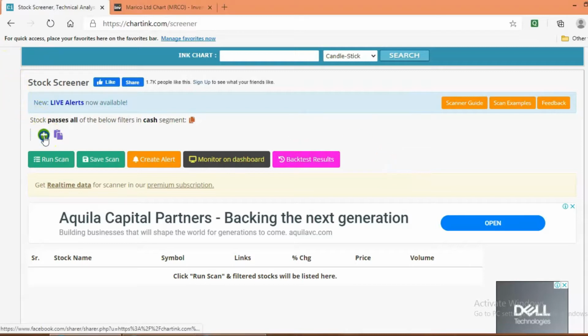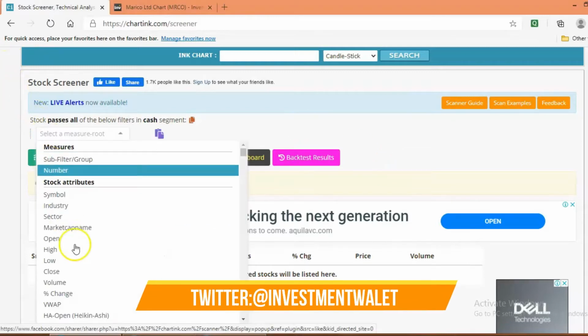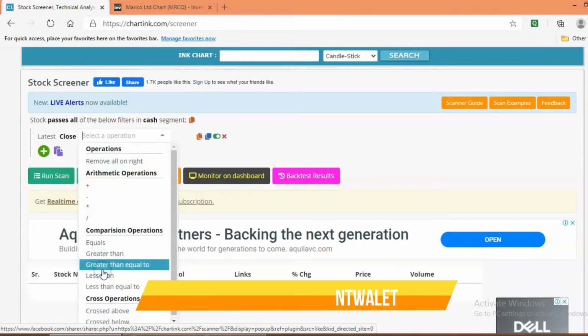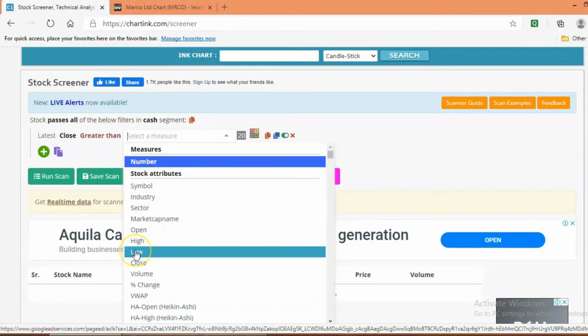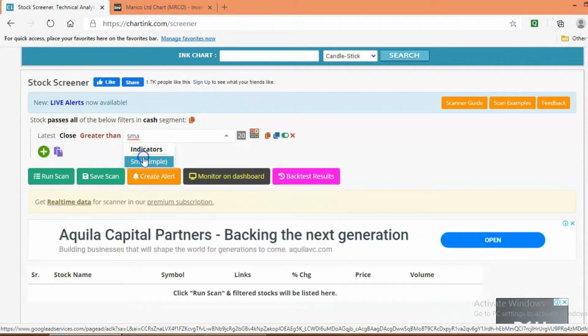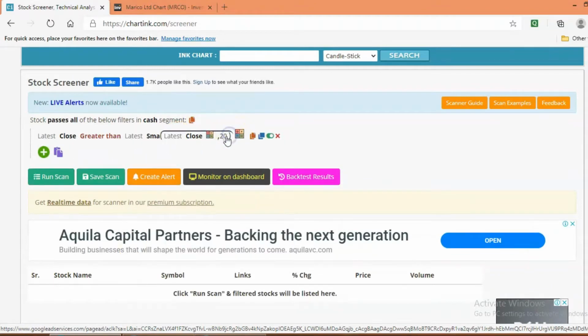Let's see. Click on add symbol. Select close and greater than SMA, and make it 200. So latest close greater than latest 200 SMA. This is on a daily basis. Now let's run the scan. If I want to select the stocks from the cash segment, let's see.